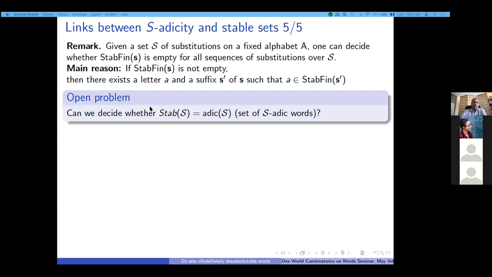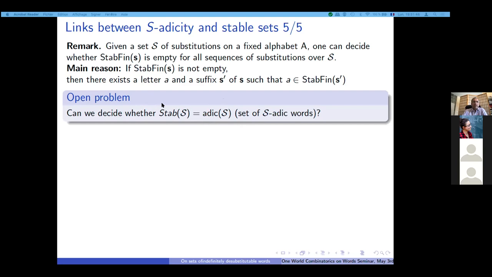I have some open problems that maybe interest you. First question is, can we decide whether the stable set of a sequence of substitutions is exactly the set of adic words? What can be said in the general case?